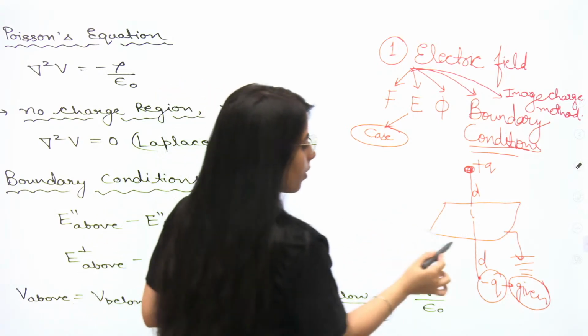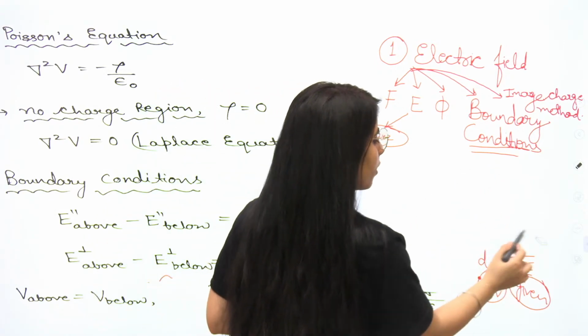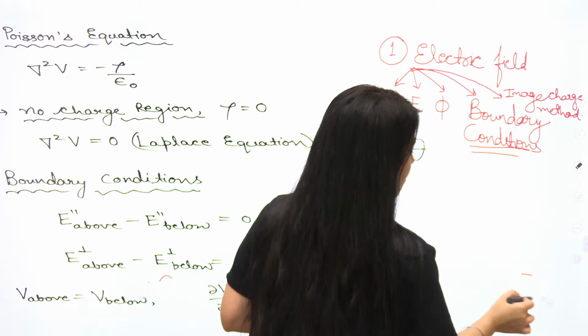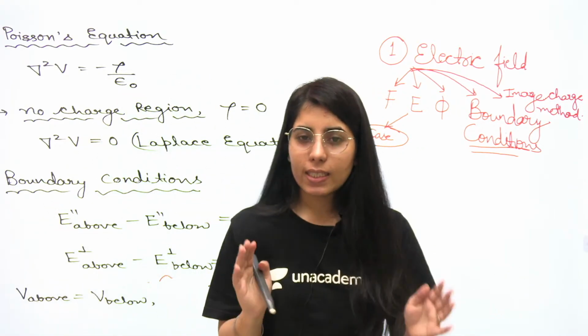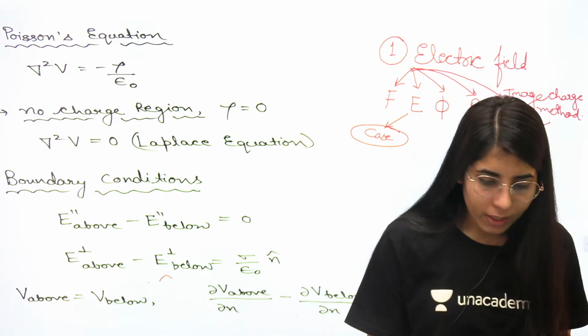Let's say, do you know what will be the total number of image charges when any number of sheets are given to you, which are present at an angle theta? Let me know about it.